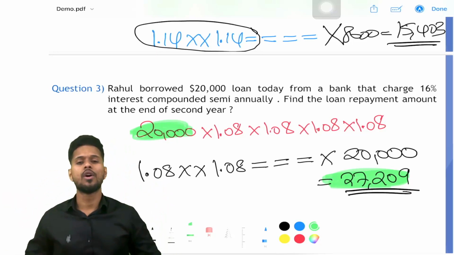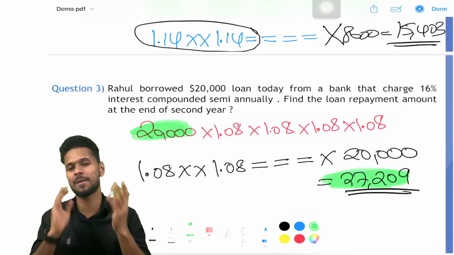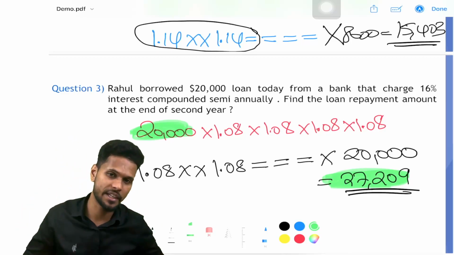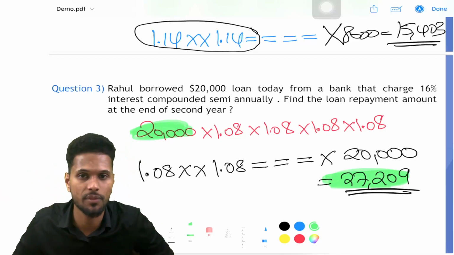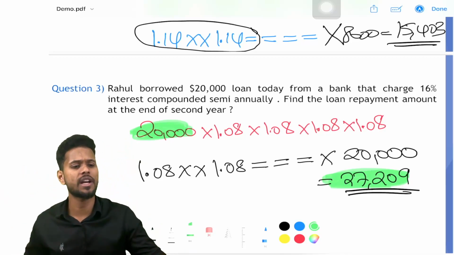So in this video we covered a very easy concept, simple interest and compound interest, and how the simple interest calculation and the compound interest calculation work. Everything we have discussed. So my friends, hope you all have clearly understood.